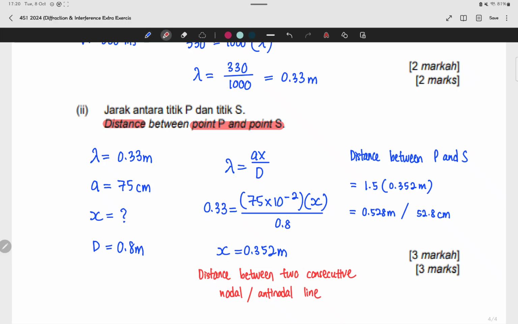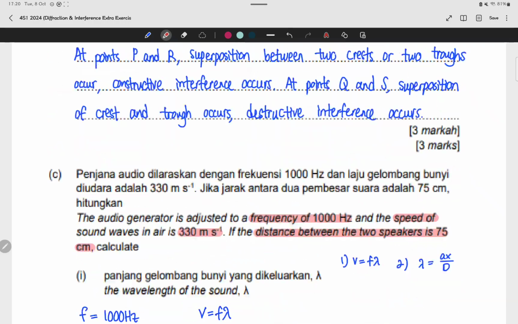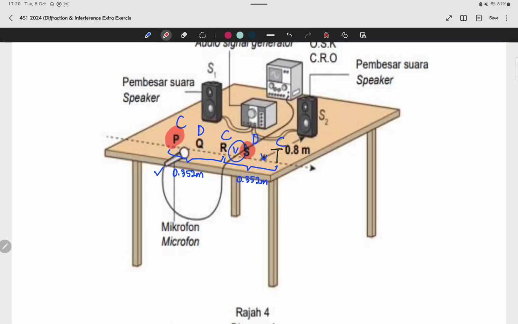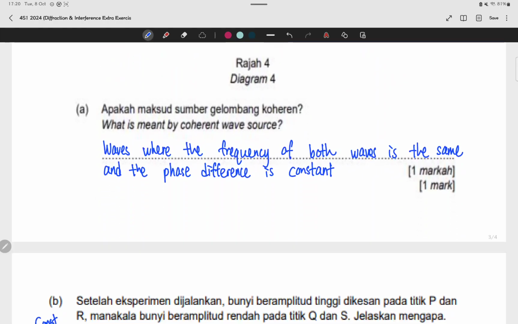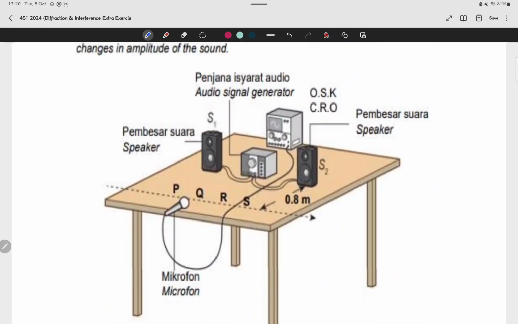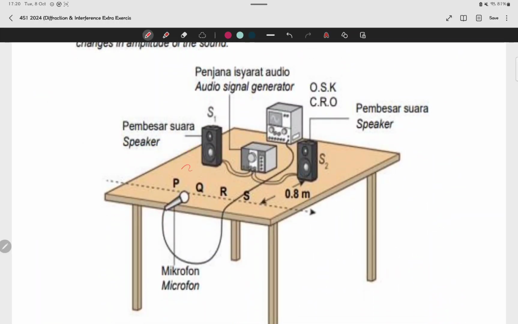So why do I have to times 1.5? Okay, we see back the question. Let's say I wrap everything. Let's say we know P and R. Just now P and R is what? Constructive. So I write P constructive, R constructive. Okay, maybe I use a color highlighter. P constructive, R constructive. And then in purple color, Q and S are destructive.